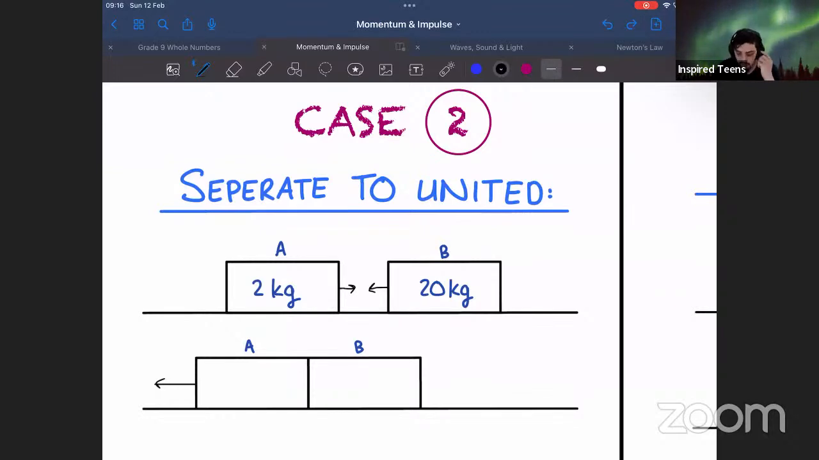Sorry about that. Okay, but in this case object B now is 20 kg. So obviously if it's coming with a certain velocity and it's a heavier object, it's going to now take this 2 kg with it. So now they both move together to the left. Okay, so separate to united, that's what it means.